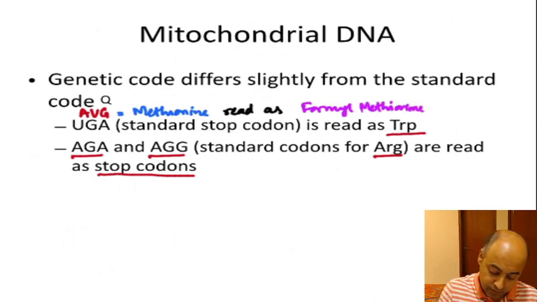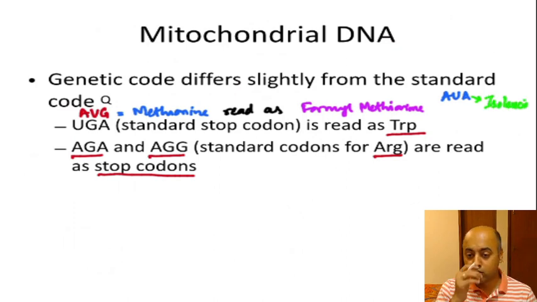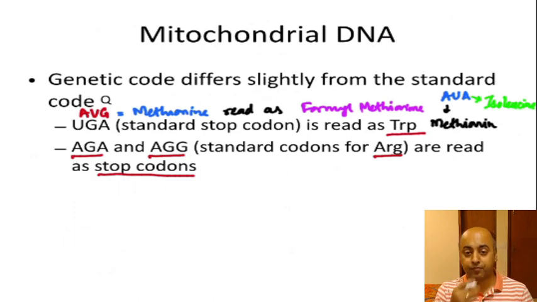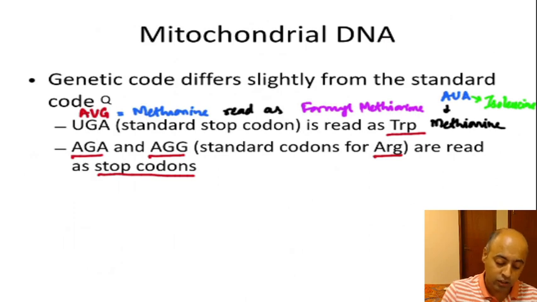And lastly, AUA. Normally, it will be read as isoleucine. But in the mitochondria, it will be read as methionine. So there are some differences that we see in the mitochondrial DNA in comparison to the nuclear DNA.